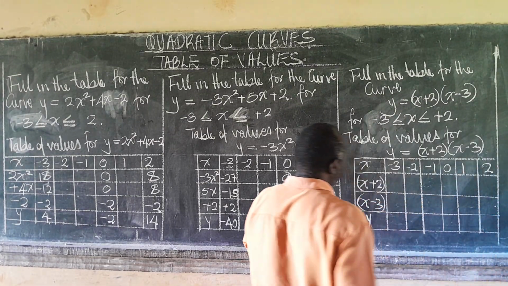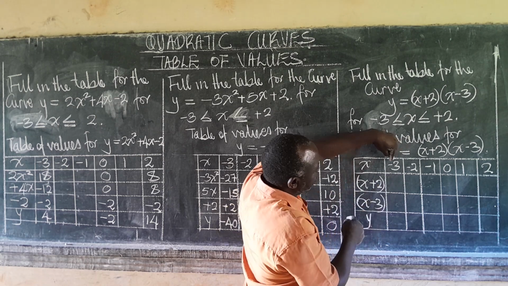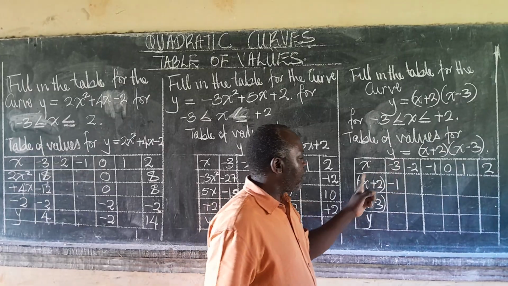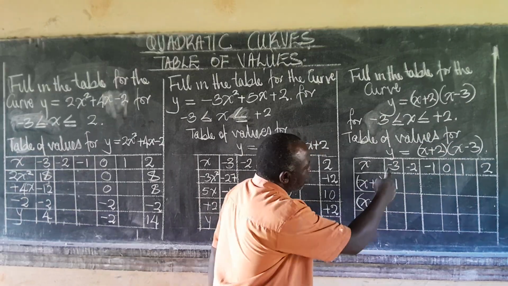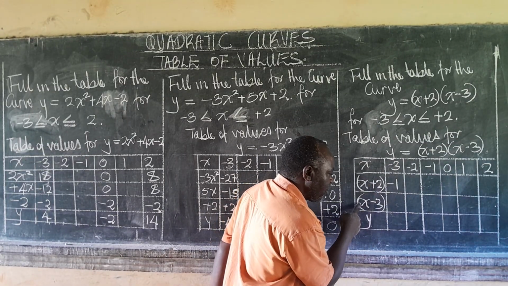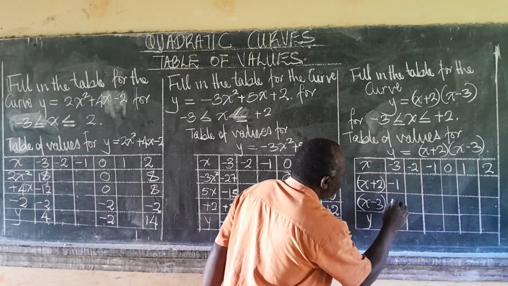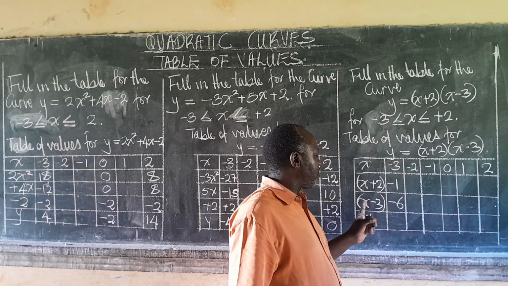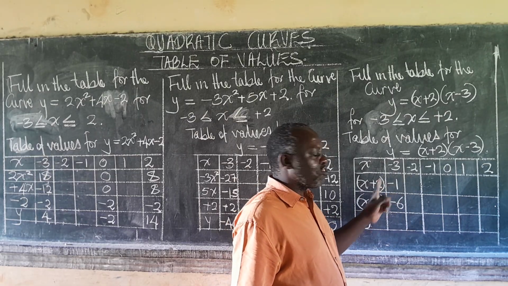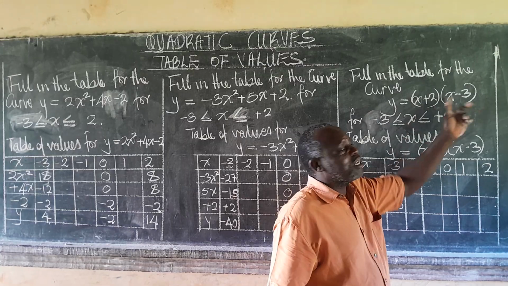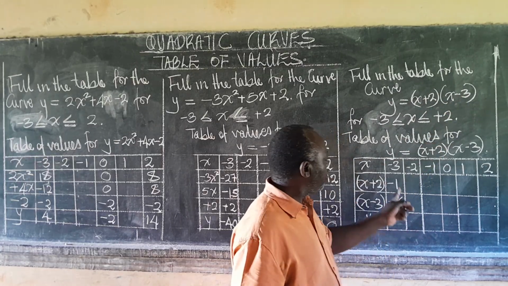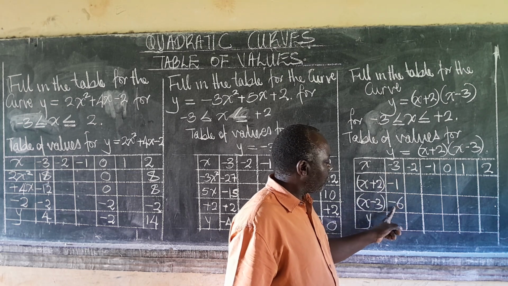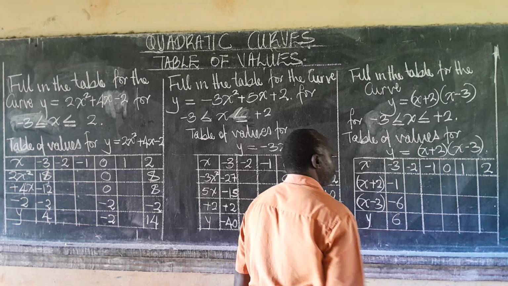Let us go straight. This is x, negative 3 plus 2, we get negative 1. Then negative 3 minus 3, we get negative 6. Then what does this mean? This means that these brackets were neighboring each other. Therefore, we have to multiply. Don't add, but do multiply. Therefore, this is negative 1 times negative 6, we get positive 6.